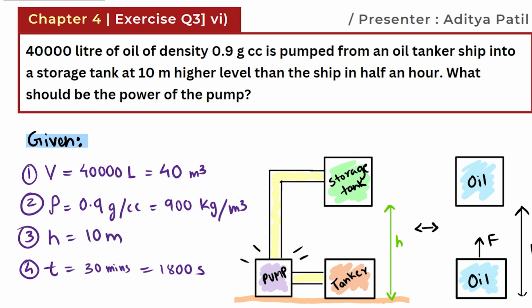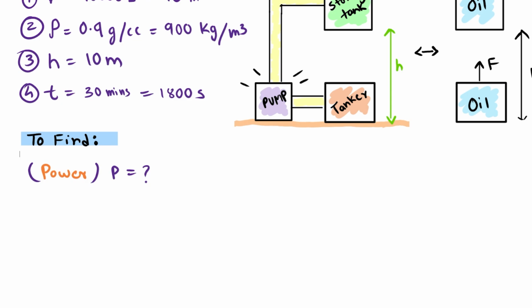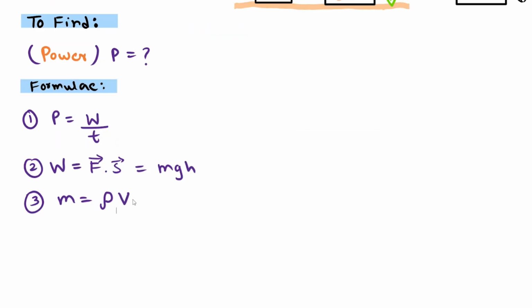Now let's see our to find section. Under the to find section, we need to find only one quantity, that is the power of the pump. To find this quantity, we need certain formulas. First, obviously, we need the formula to calculate power because that's the desired quantity. And we know from the definition of power, it is the rate at which work is done. So it is work divided by time. We know the time as it's given to us, but we don't know work. So we need to calculate work.